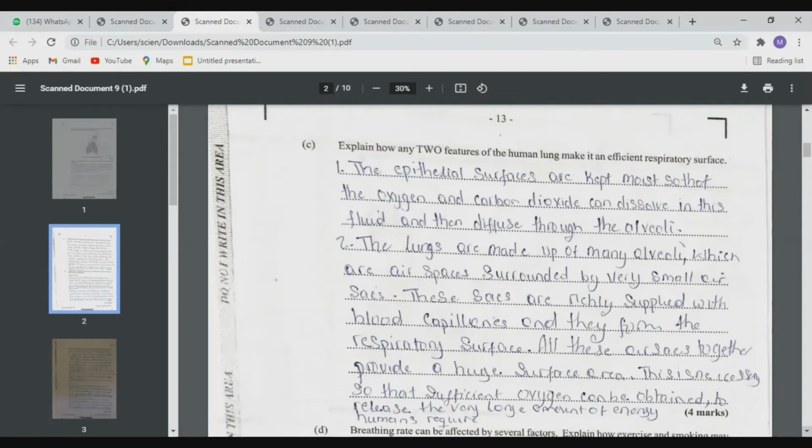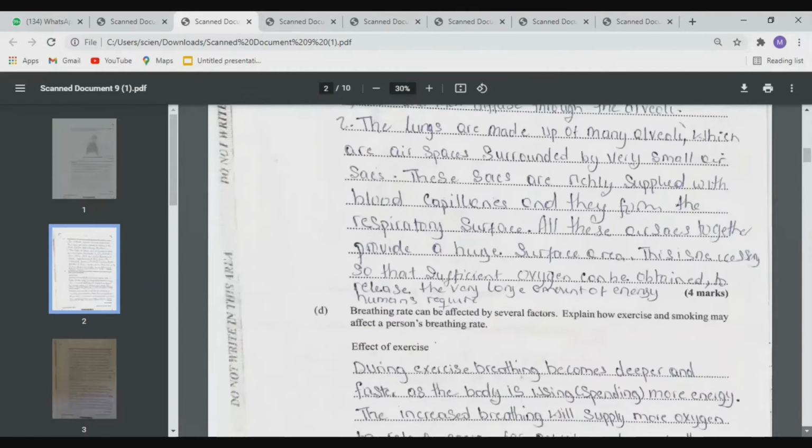Two, the lungs are made up of many alveoli, which are air spaces surrounded by very small air sacs. These sacs are richly supplied with blood capillaries and they form the respiratory surface. All these air sacs together provide a huge surface area. This is necessary so that sufficient oxygen can be obtained to release the very large amount of energy humans require.